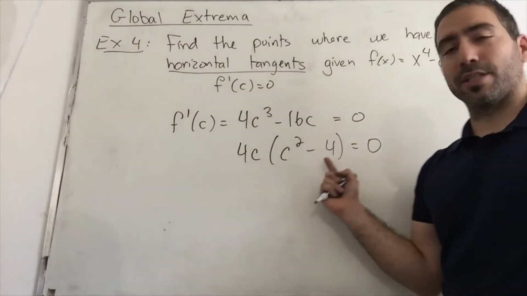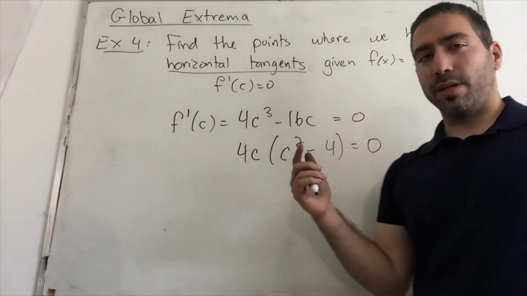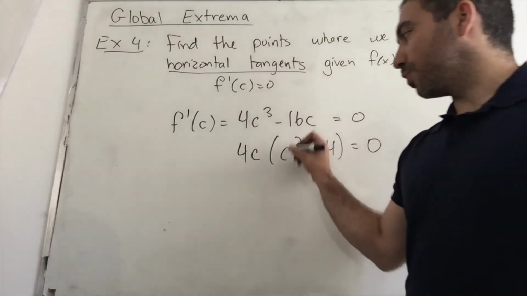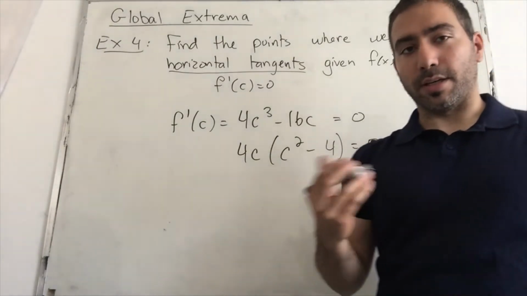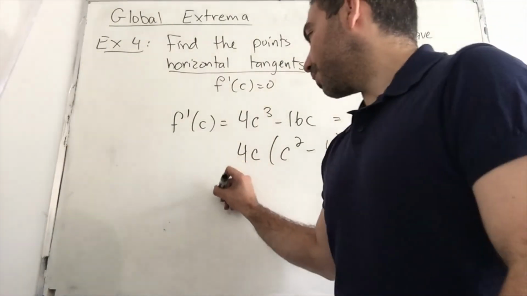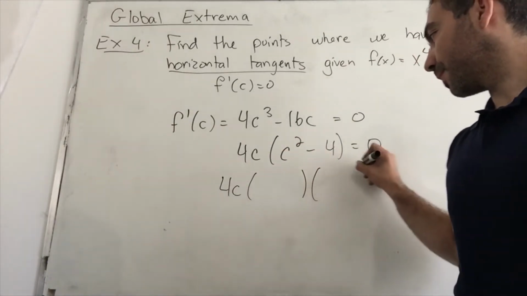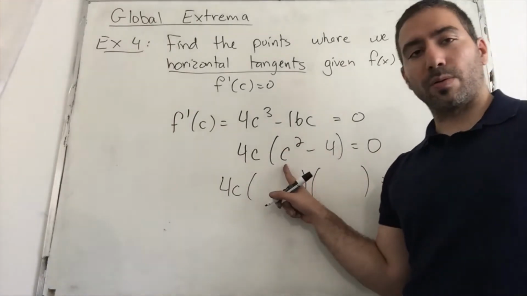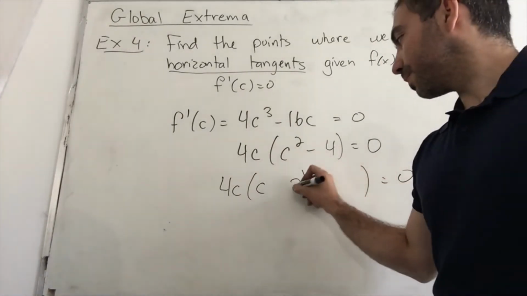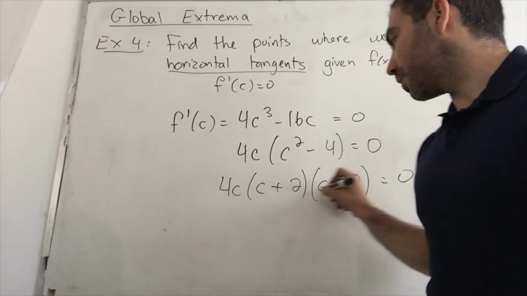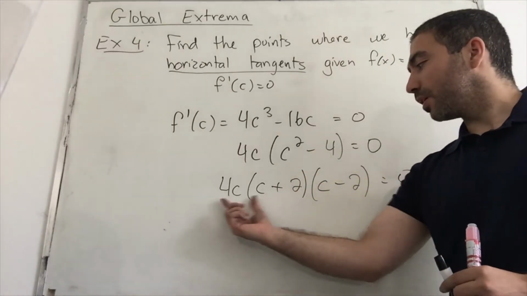We have c squared minus 4. It's a binomial with a minus. So when you have two terms with a minus in between, you should ask yourself, could you square root both terms? In this case, you could. So this is a difference of squares. So we could write this as 4c times, I always open two brackets right away, the square root of c squared is c. The square root of 4 is 2. One's a plus, one's a minus. Okay. And now I use the zero product law.